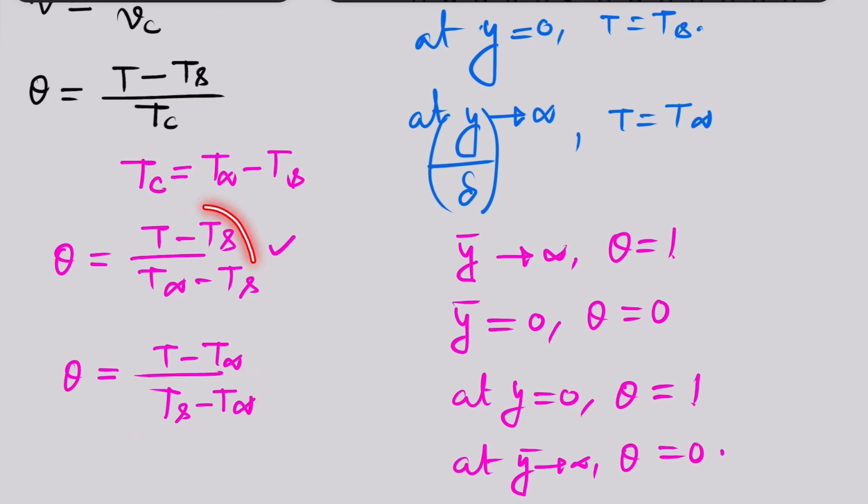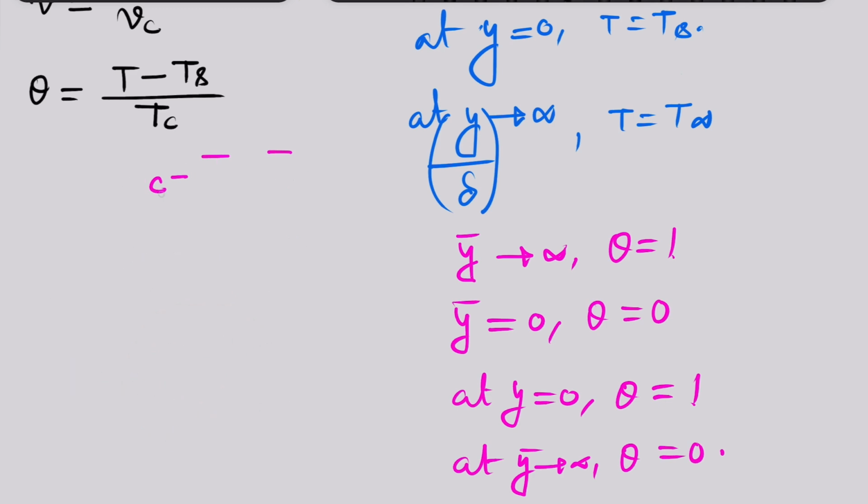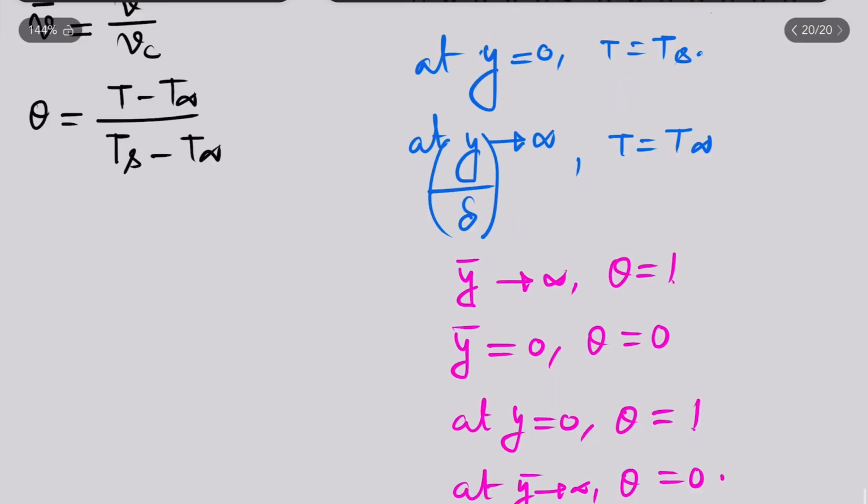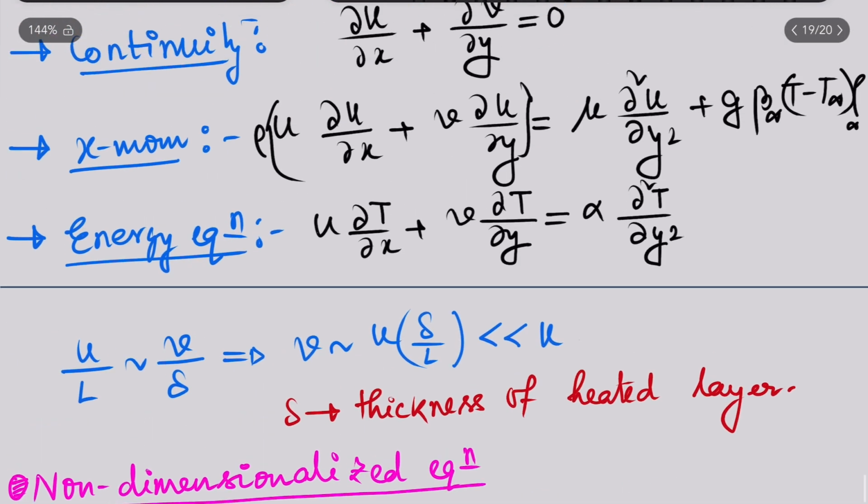Obviously this quantity will always be positive again, because my T will always be lesser than Ts, so this term will be negative and this term will again be negative, so the ratio will be positive, but still I will choose this one. So you should have this concept very clear, how I should choose this Tc, Uc, Vc. Here I will choose my theta as T minus T infinity by Ts minus T infinity. Fine. Now what else I have to choose?